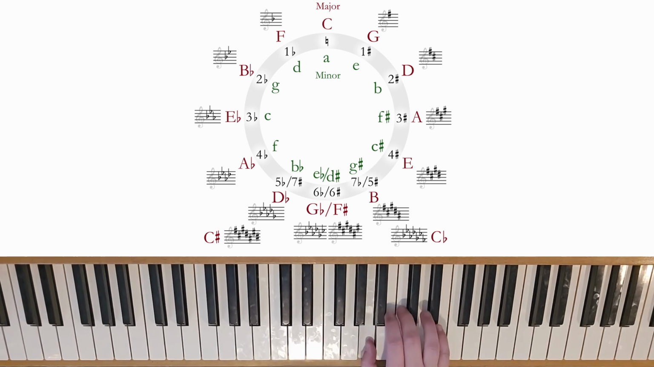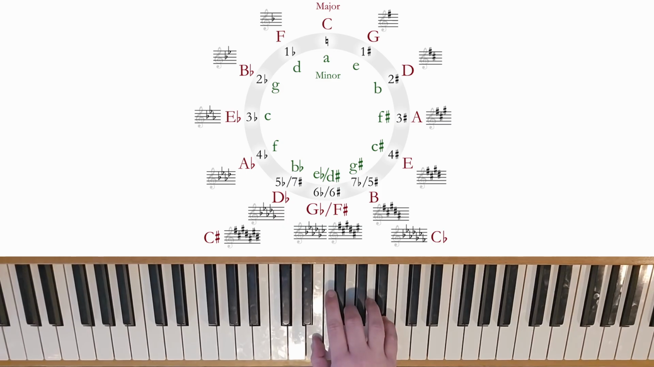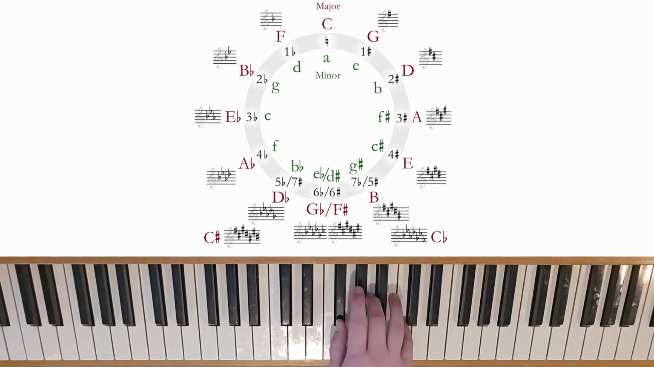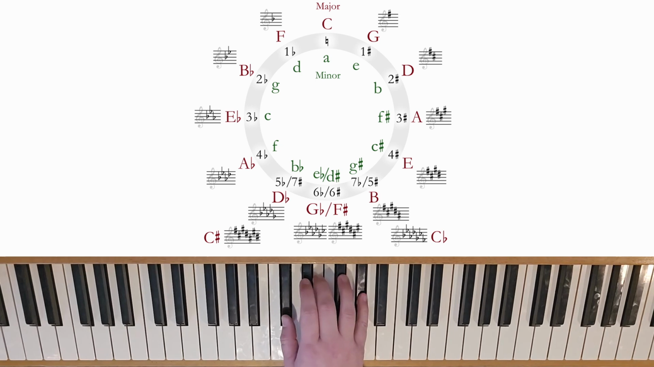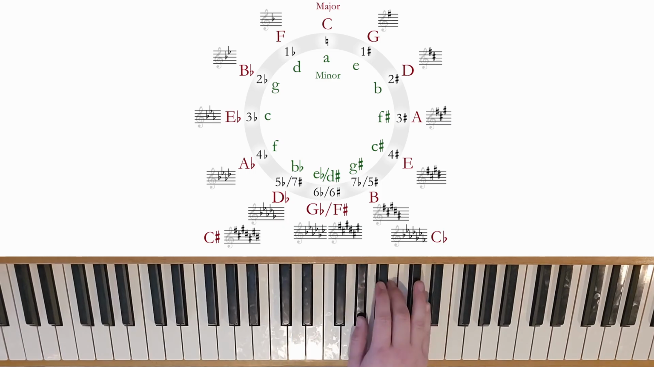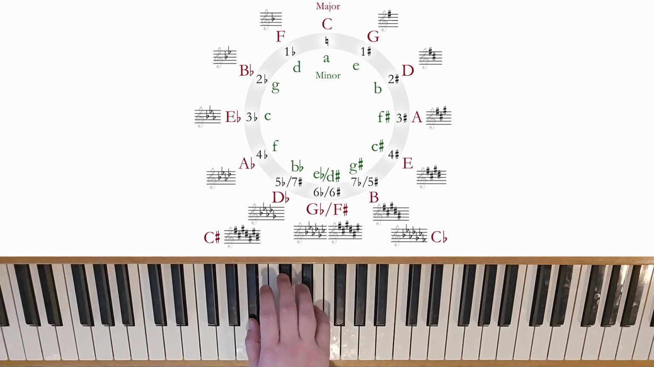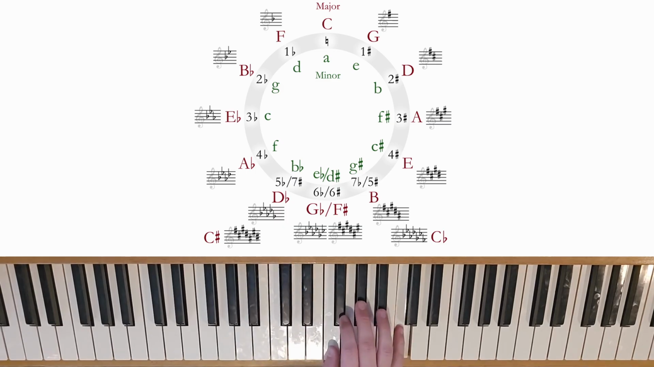A minor, going to E, going to our B, going to our F sharp, going to our C sharp, going to our A flat, going to our E flat, going to our B flat, going to our F, and finally getting back to our C.